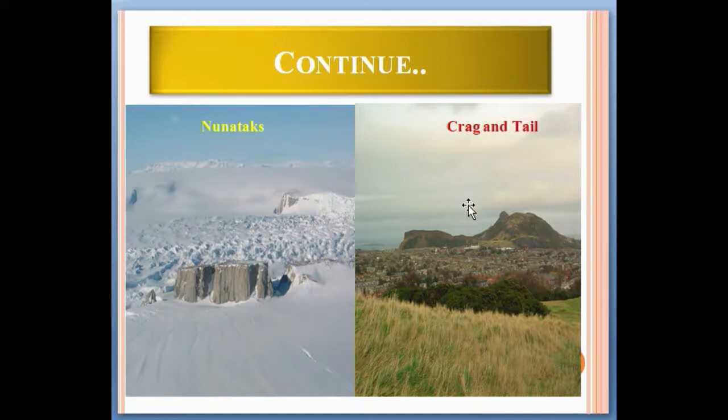Crag and tail. So crag and tail forms when ice meets obstructions in its way. It is diverted over and around the rock projections and leaves a gently sloping tail of moraine on its lee side, which is described as crag and tail. So this is the crag and this is the tail.